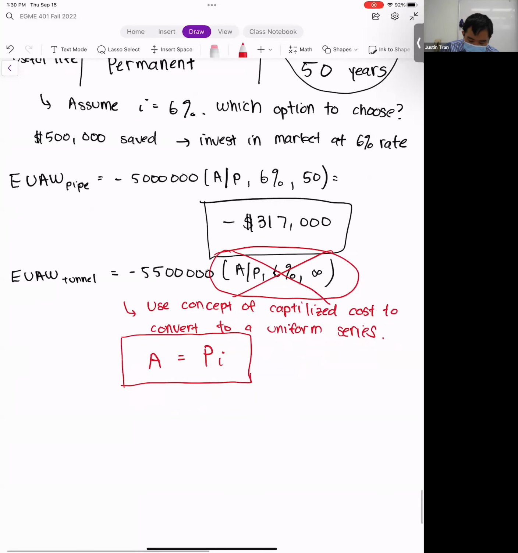And so here our P is 5.5 million, so we have 5500000. That's our P. Our interest rate here was 6%, and so that's going to be 0.06. And that's going to equal our A. But in this case, our A represents the EUAW of the tunnel.